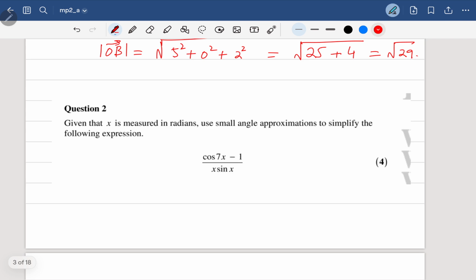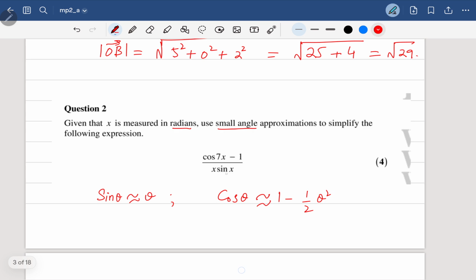Okay, so the next question is: given that x is measured in radians, use a small angle approximation to simplify the following expression. In the small angle approximation, the formulas are sine theta is approximately equal to theta, and cos theta is approximately equal to 1 minus half theta squared.